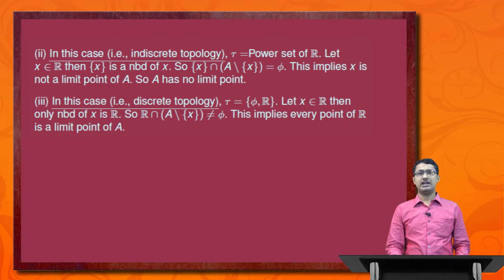So R intersection (A minus singleton x) is not equal to empty set. This implies every point of R is a limit point of A.